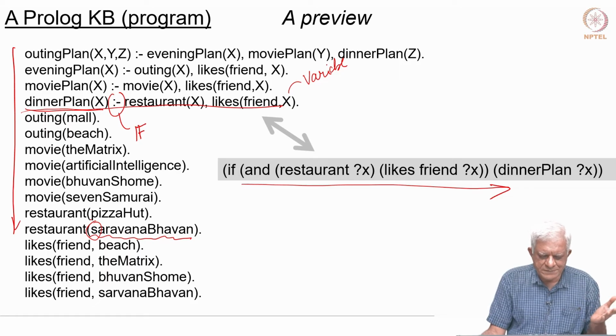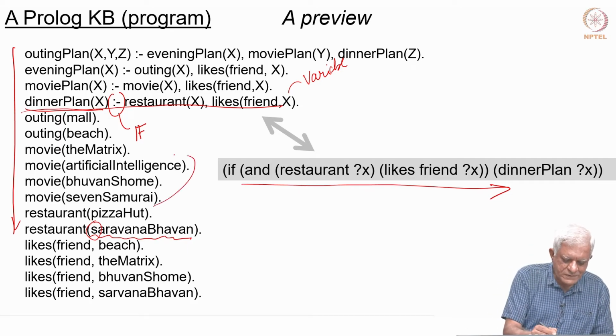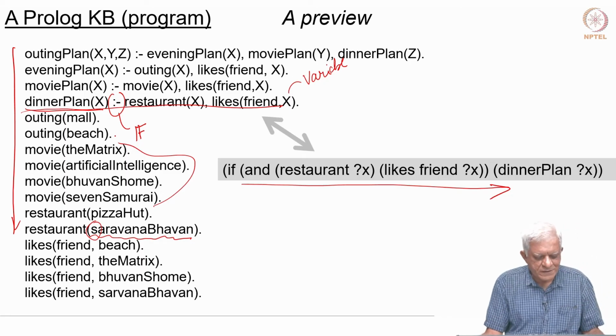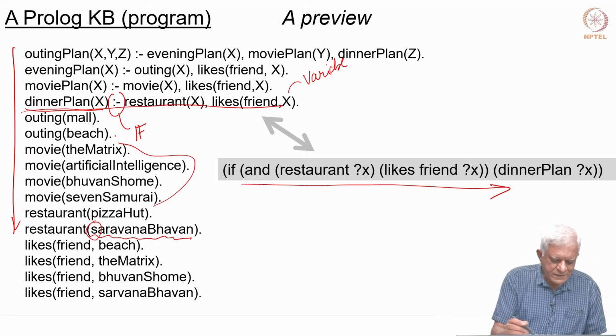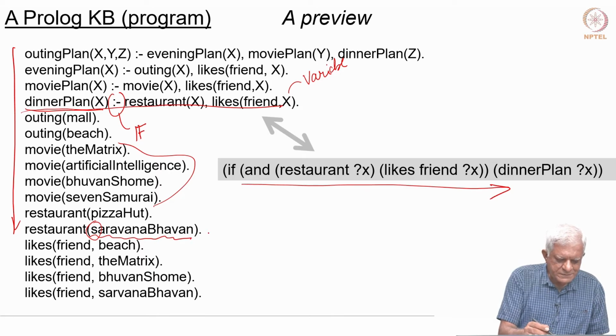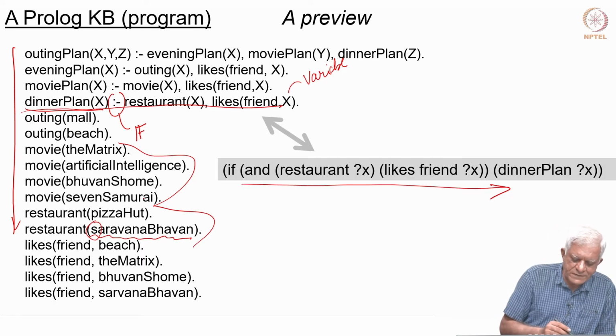An evening plan is an outing X if X is an outing and your friend likes X. What are outings? We have said you can go to the mall, which is the most common thing nowadays. You can go to the beach if you happen to be in Chennai, or maybe you can go for a walk if you happen to be in the mountains, which is not mentioned here. And we have given you choices of 4 movies: The Matrix, Artificial Intelligence, Bhuvan Shom, 7 Samurai, and 2 restaurants. And we have also given you some data about what your friend likes, I think.